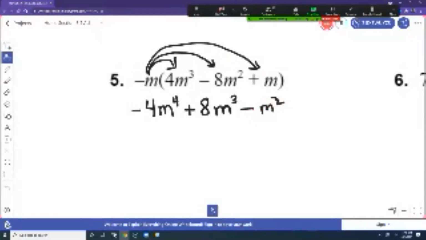This is a quartic because the degree is 4, and this is a trinomial because there's 3 terms. A quartic trinomial. The degree is 4. Okay, so that's 5.